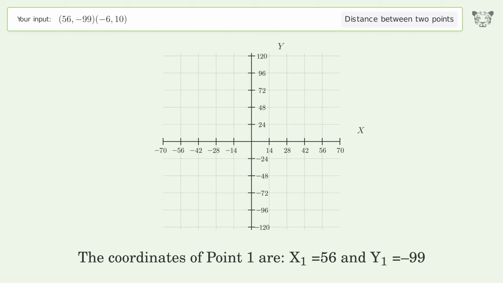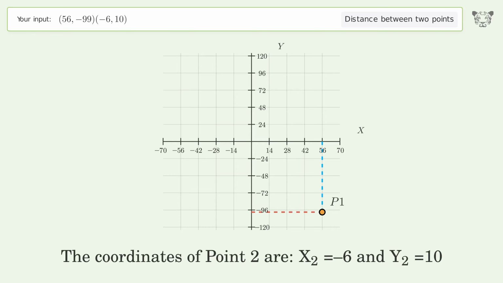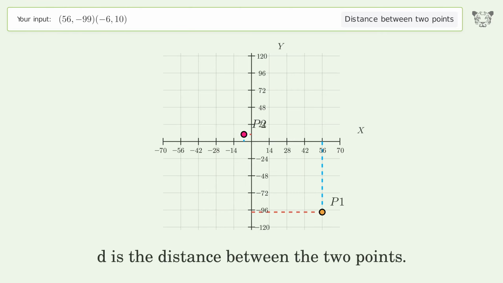The coordinates of point 1 are x1 equals 56 and y1 equals -99. The coordinates of point 2 are x2 equals -6 and y2 equals 10. D is the distance between the 2 points.